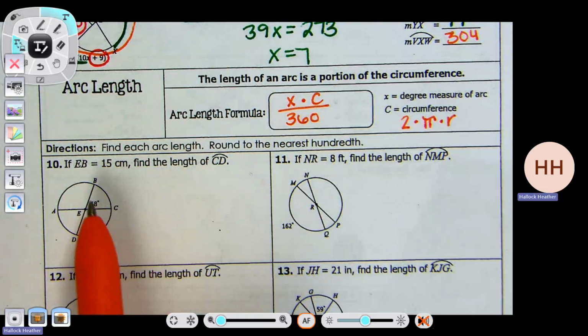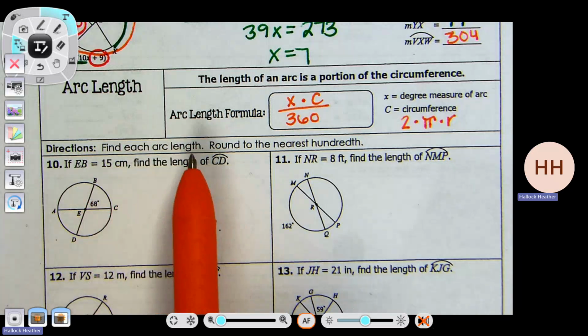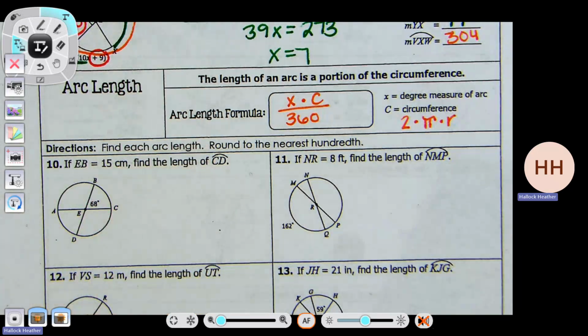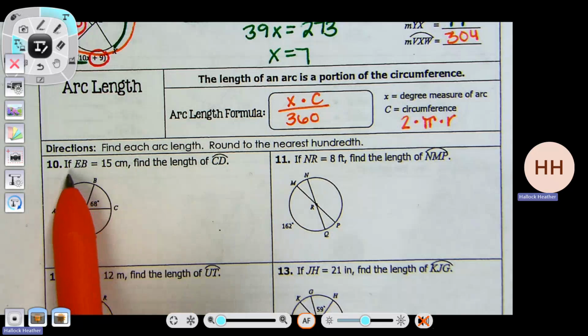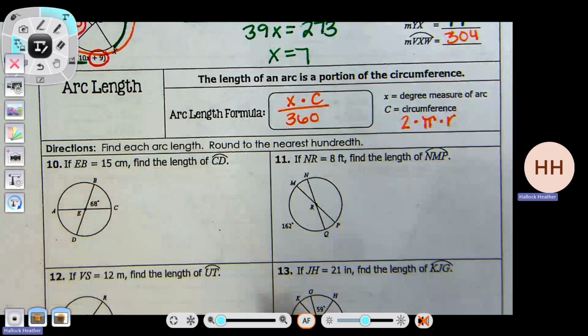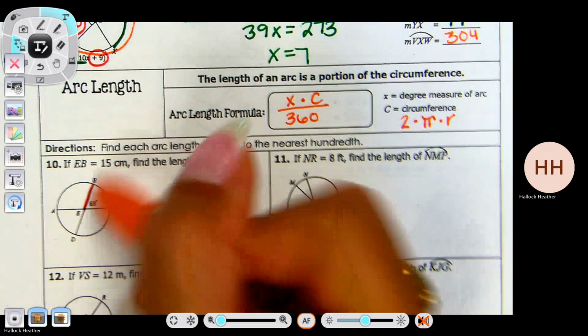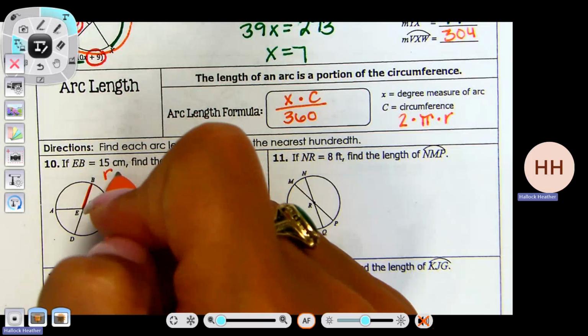So if I do number 10, it says find each arc length. If I ate my piece of pizza and all I had was the crust left over and I wanted to know the length of the crust before I ate it, you could take out this formula and find the length of your crust. You can't use a ruler because it has a slight curve to it because it's a circle, okay? So if EB is 15, that's my radius.